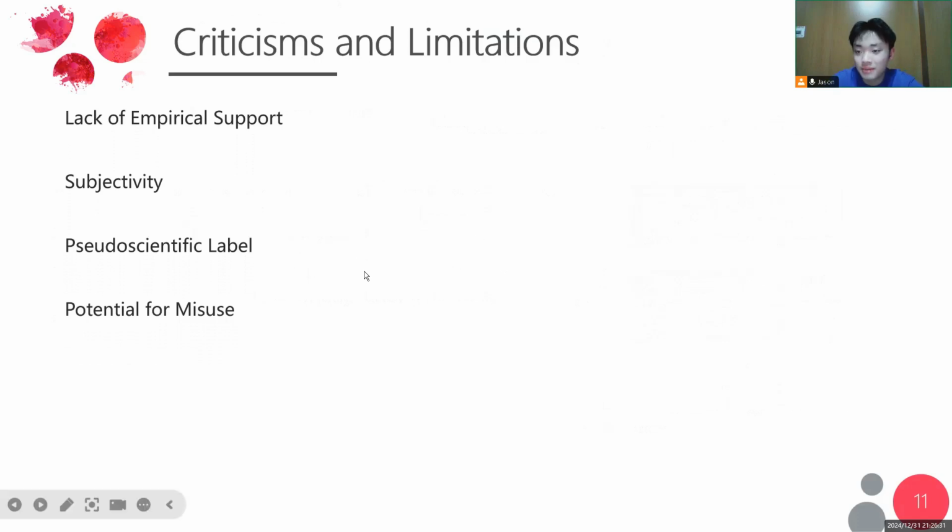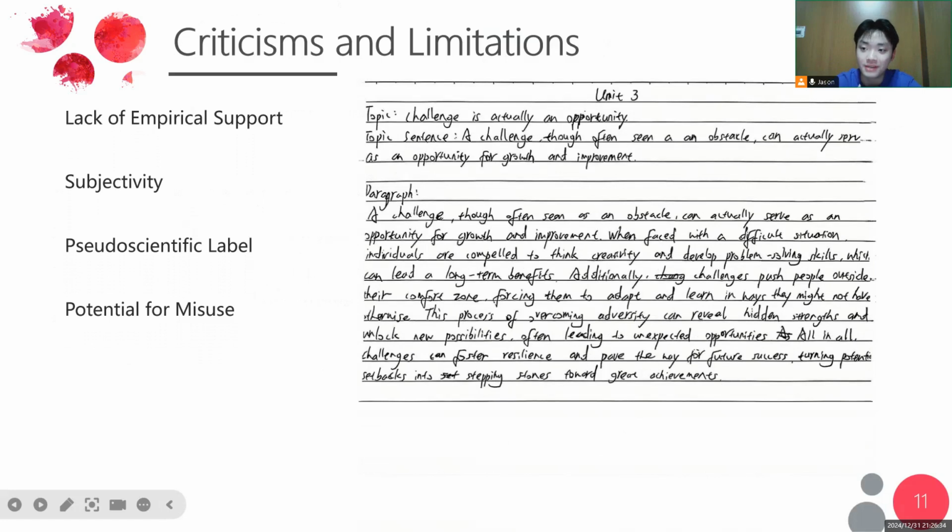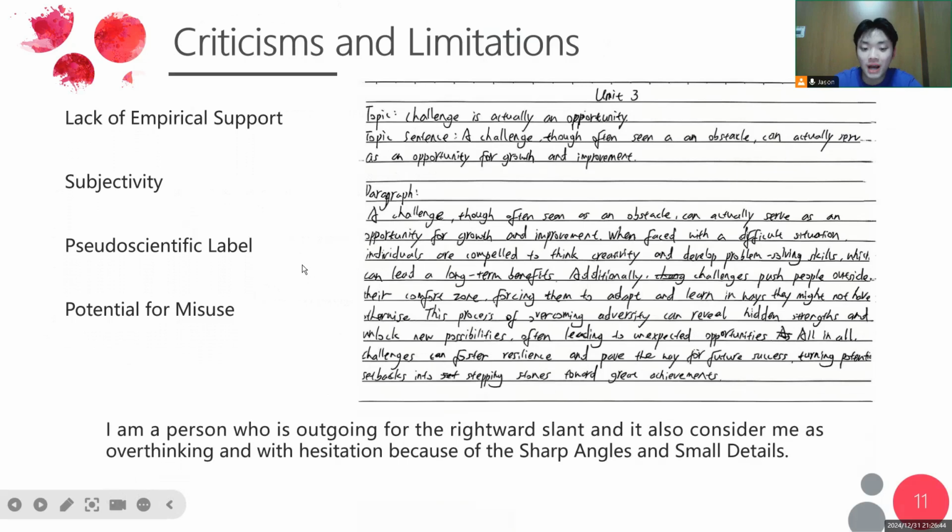Okay, here's my handwriting. Jason's handwriting. From this, the graphology analysis tells me that I'm a person who's outgoing because of the upward-rising lines, and it also considers me as overthinking with hesitation because of sharp angles and small details. Yeah, I should say that yes, I'm outgoing. True, I'm outgoing. And overthinking maybe, but I mean this result doesn't fit me very well.